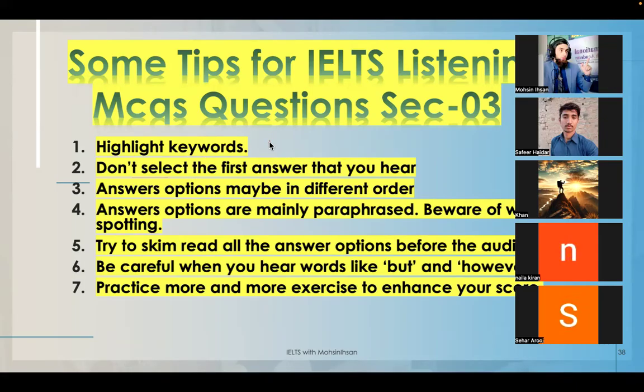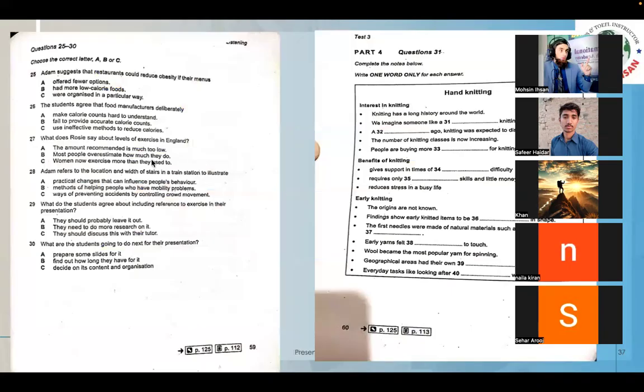So you should not directly choose the first option that you hear. You should wait for all the three discussions. Yes, and the point I told you, that the exact right answer will be 100% synonymized. You should wait for that. You should not directly jump. Next, answer options may be in a different order, right? For instance, you are having A, B, C. Now, they might say first B and then C and then A, and A might be the right answer. So what I mean to say is that the order will be different.